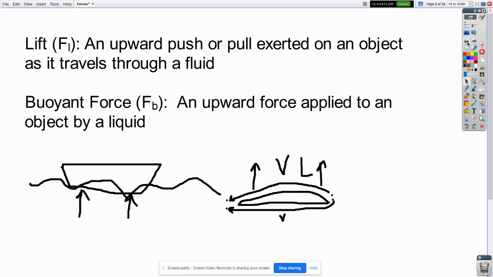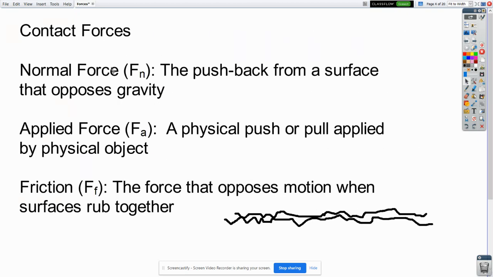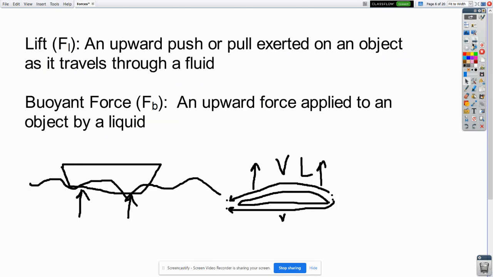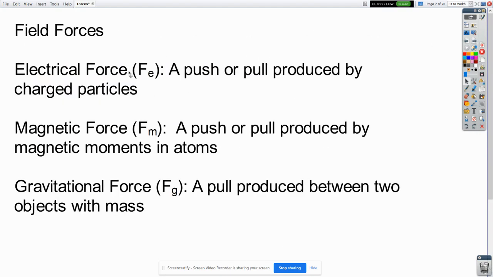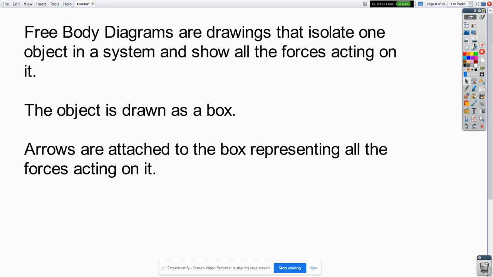You'll notice I got little abbreviations for all of these. Normal force is F sub N. Applied force is F sub A. Friction is F sub F, and so on. Electrical is F sub E. Gravitation is F sub G. Because we're going to be drawing something called free body diagrams.